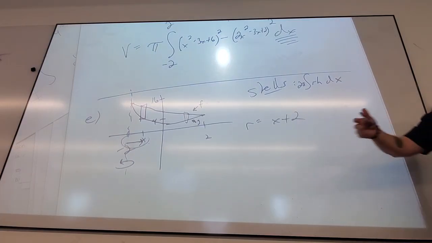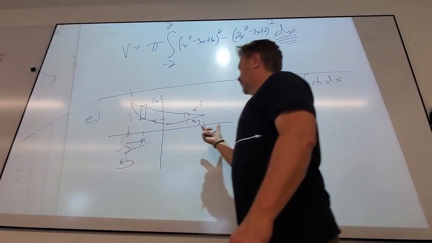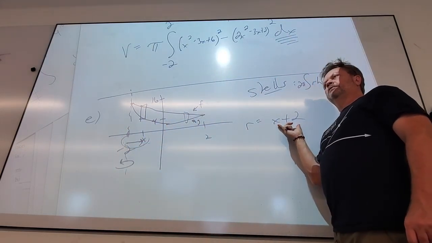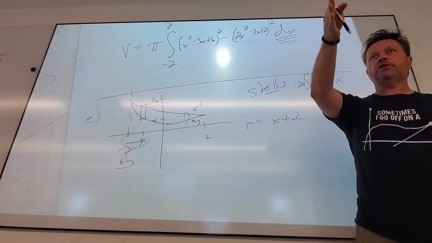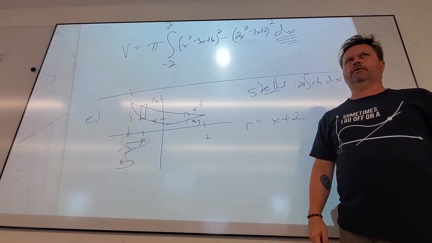Let's check it. What if x is -1? If x is -1, this should be 1 apart, correct? What's -1 plus 2? 1. So you can always physically check to make sure what you wrote makes sense. Okay.